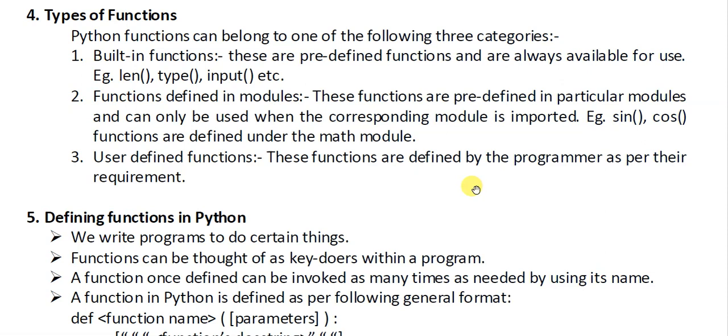There are three types of functions in Python. Number one, built-in function, the functions that are already in Python. These are predefined functions and are always available for use. When you download the Python software, the interpreter, it will come pre-installed. So they are available for use always. And you have worked with many of them in your previous class.